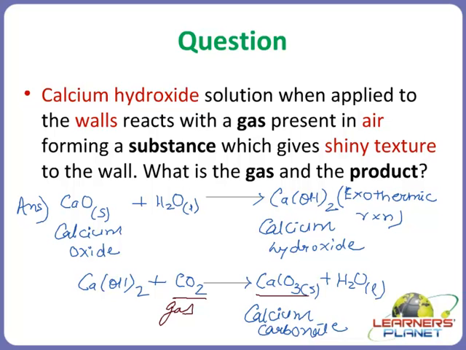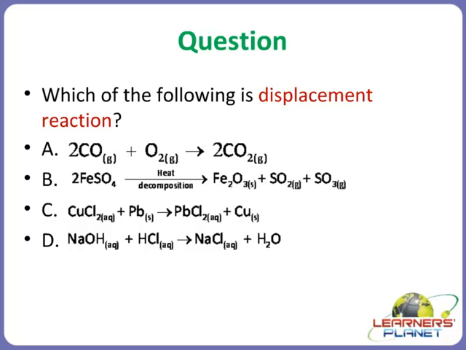Now let's take up our next question over here. Which of the following is a displacement reaction? What do you mean by a displacement reaction? Reactions in which one atom of a molecule is replacing or displacing the other atom. So the first is carbon monoxide reacts with oxygen forming carbon dioxide. Is it a displacement reaction? No. It is a combination reaction.